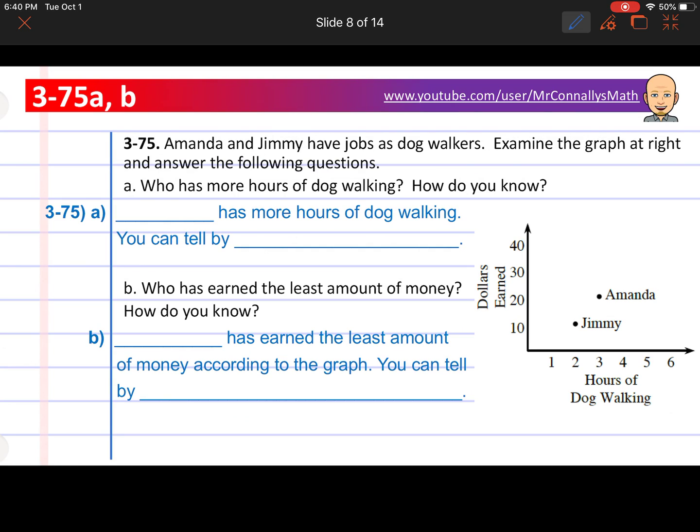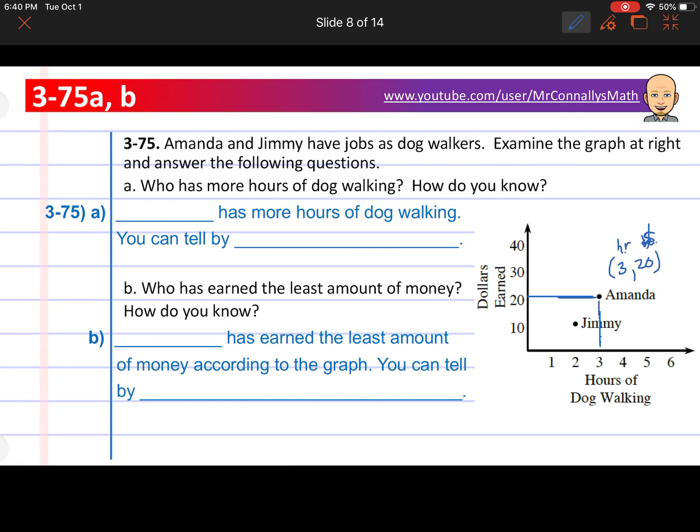All right, so who has more? Let's look over this information. Let's look at Amanda. Looking straight up from the 3, it looks like she does 3 hours. And then if you go across, it looks like it's about 20 or 21. Let's just say $20 earned. So hours to dollars is 3 out of 20.